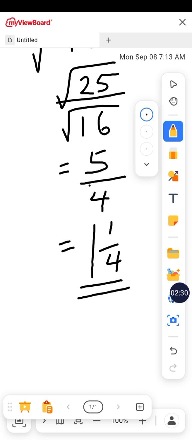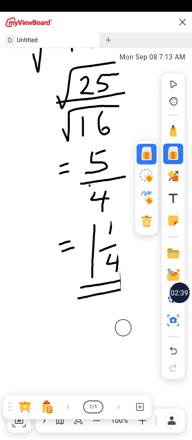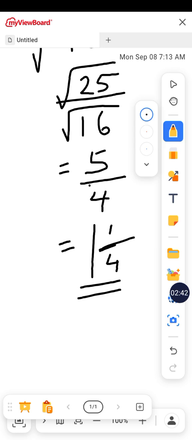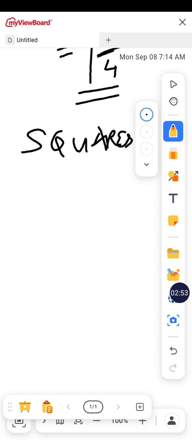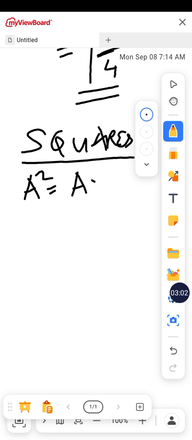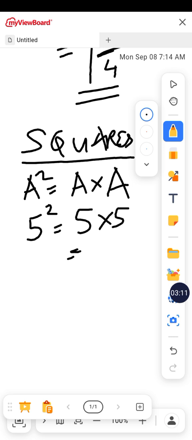Having understood what square root is all about, let's move on to squares. Squares is just the direct opposite of a square root. When we say squares, it is the multiplication of a number by itself twice. If I say a square, it means a multiplied by a. So when I say 5 square, 5 square means 5 multiplied by 5, and that will give us 25.